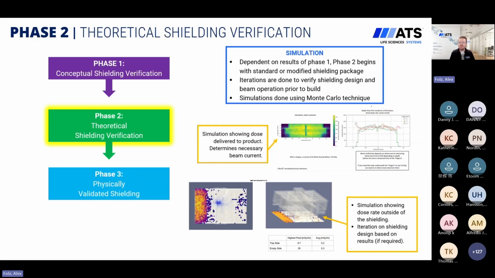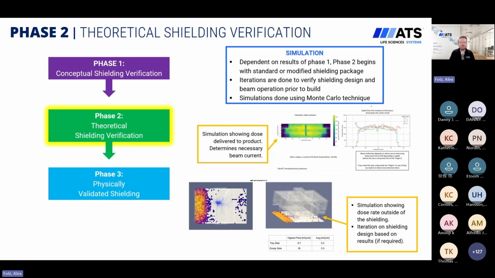The general expectation more often than not is that we're going to get good results through this step based on our standard shielding package. But again, belt and suspenders, verifying that's the case. We're going to go through that simulation step for every single machine that we provide. From the simulation step, we're going to get dose rate outside of the machine, as well as some more info on the dose rate at the product itself. We take this to verify some of the dose mapping information we previously gathered.